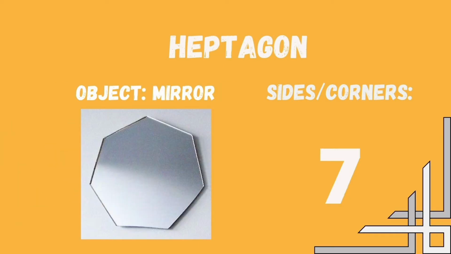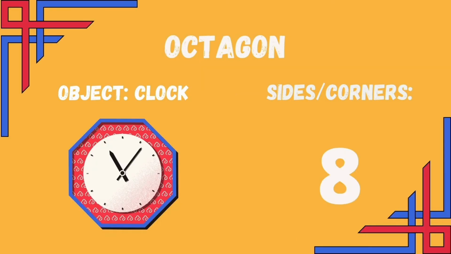Then, we have heptagon. As an example, here's a mirror. And the lines on each side are counted as 7. We also have an octagon clock here. And don't be confused, this shape has only 8 corners.